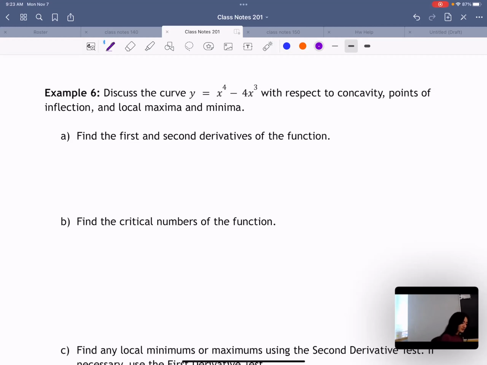Okay. Well, first of all, it's telling us to find the first and second derivatives of our function. Can someone tell me the first derivative of our function? Minus 12x squared. Good. I think everyone got that one. All right, and finding our second derivative, what would the second derivative be?